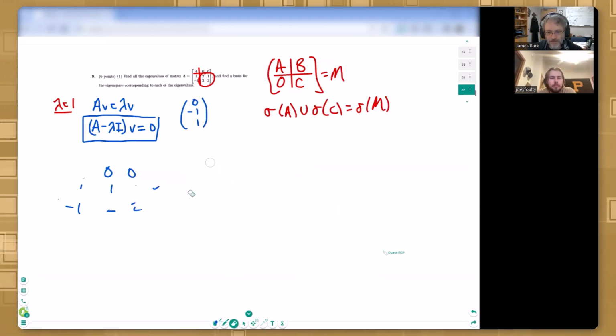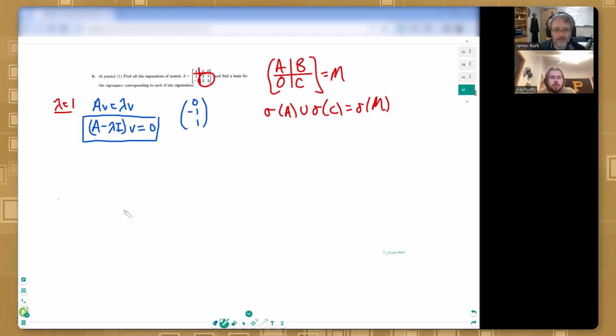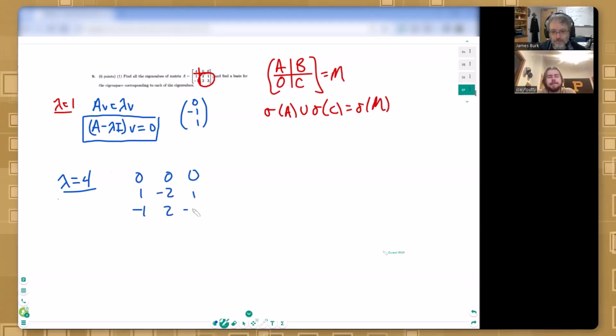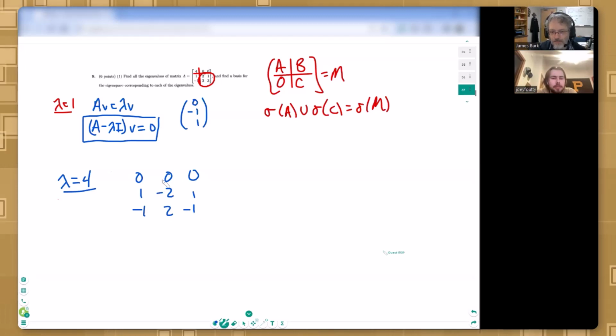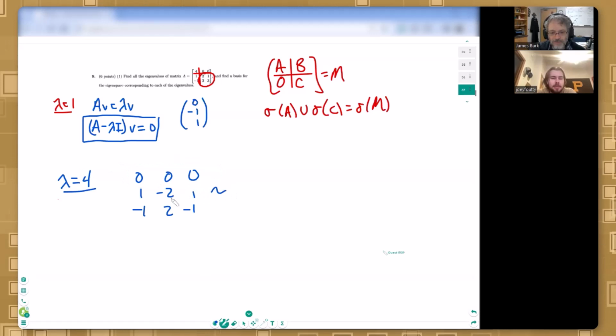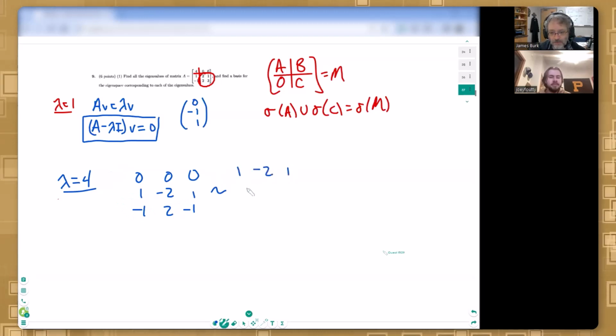So the other one we had lambda equals 4, and that's going to work out the same way. So we're going to have 4s up the diagonal, and get that. And I can already see singular matrix, a row of zeros. If you take the first or the second, add to the third, it's going to zero things out. Do a quick row swap.